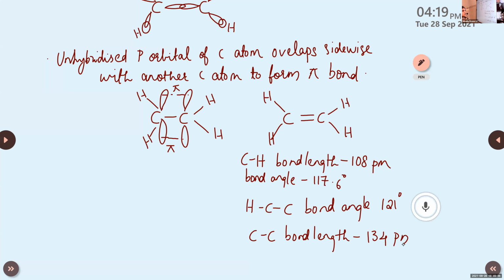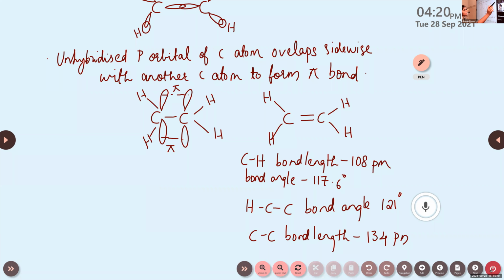That's about the formation of sigma bond and pi bond in the ethene molecule. Clear, children? Is this clear? Yes, ma'am. Malavika, this is clear? Yes, ma'am. Gaia, Sarah, is this clear for you?